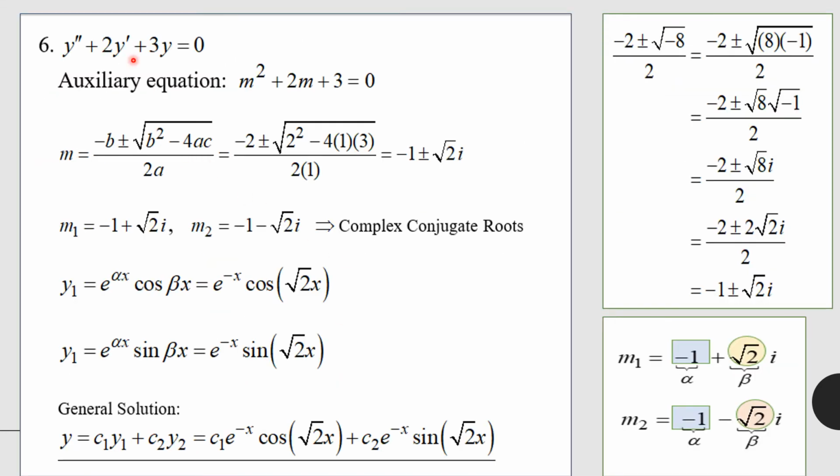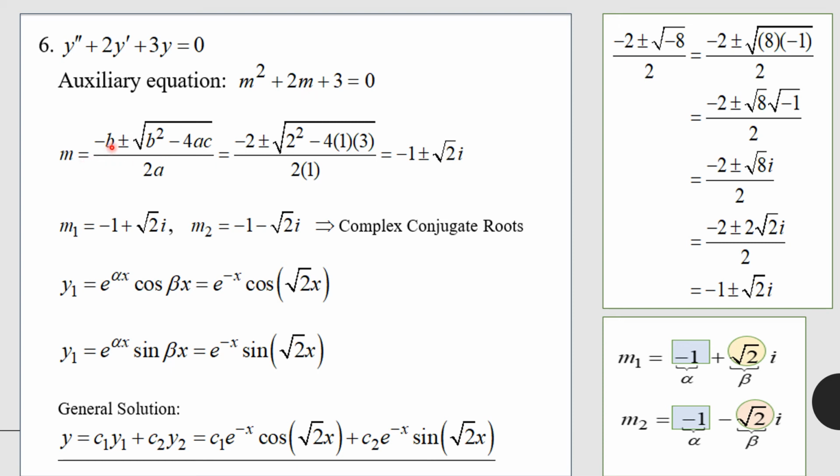Let us solve this equation, y double prime plus 2y prime plus 3y equals 0. The auxiliary equation will be m squared plus 2m plus 3 equals 0. This equation cannot be factorized. So if you use a calculator, you get an approximate value. How to get the exact value? It's important for us to learn how to get the exact value for this auxiliary equation. To get the exact value, we have to use the quadratic formula.